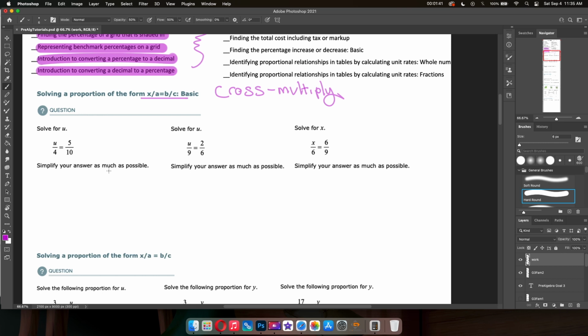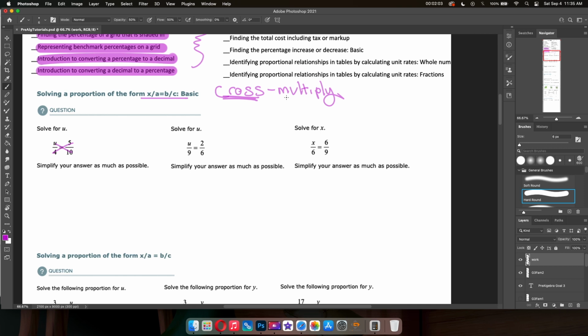So what that means is cross means we're going across the equal sign. So the U and the 10 in this first example are across from each other, air quotes. And then the 4 and the 5 are across from each other. In high school, we don't usually go into that much detail. We just kind of say, yeah, you cross multiply and then start going.